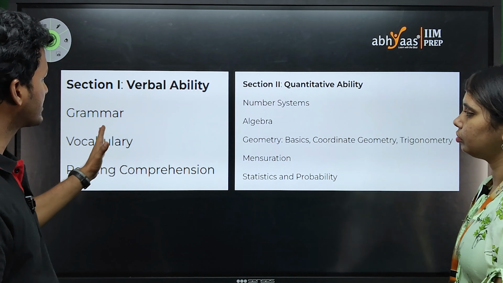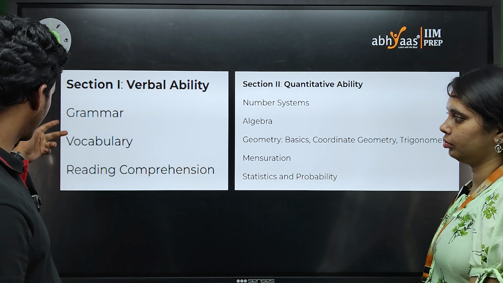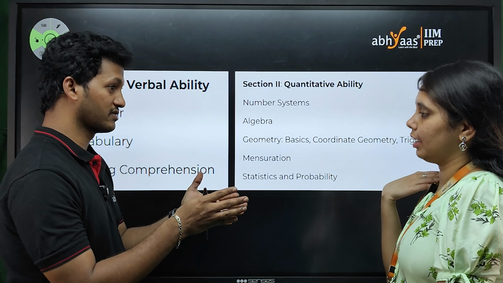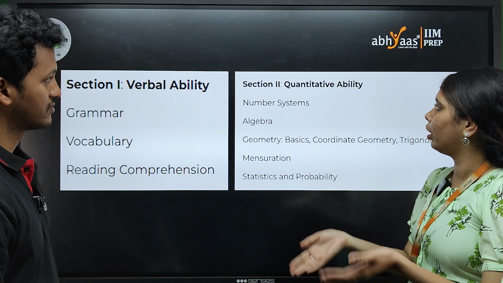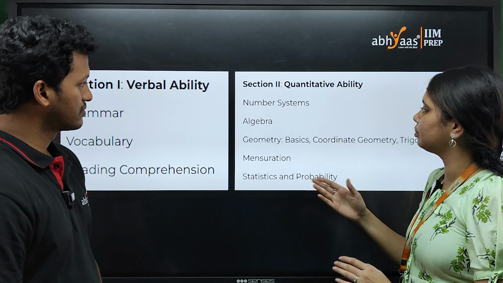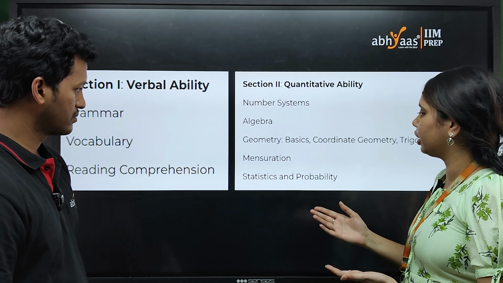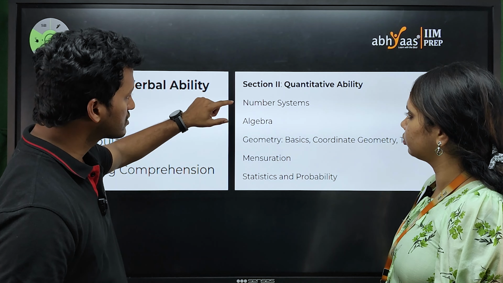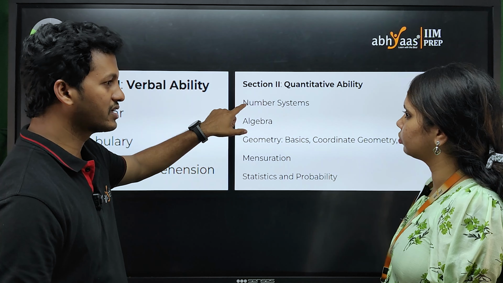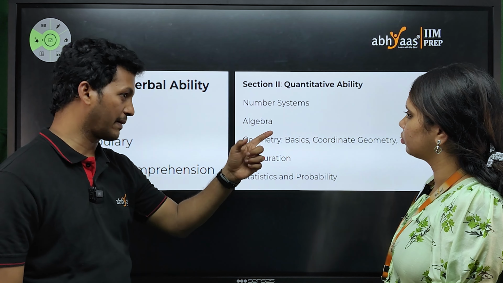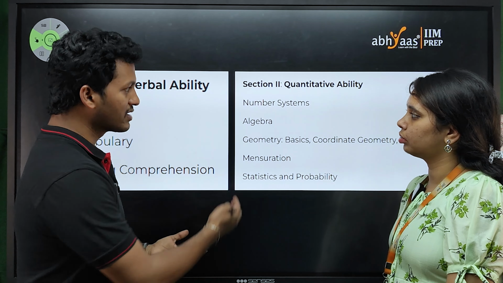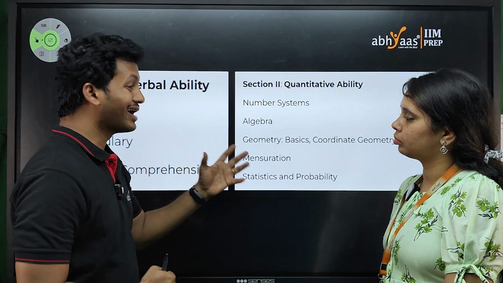Section 1 is verbal ability. It has grammar, vocabulary, reading comprehension. Section 2 is quantitative ability, with number systems, algebra, geometry, mensuration, statistics, and probability. That's really an important thing, because they never mentioned arithmetic here. Arithmetic consists of time, speed, distance, time and work and all those things. But they covered only number systems here. So I think something can be covered in algebra.